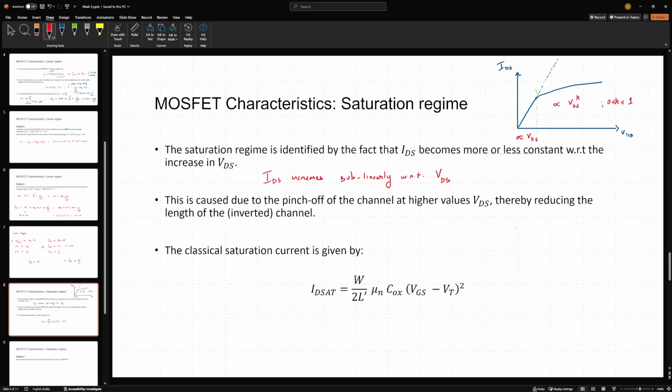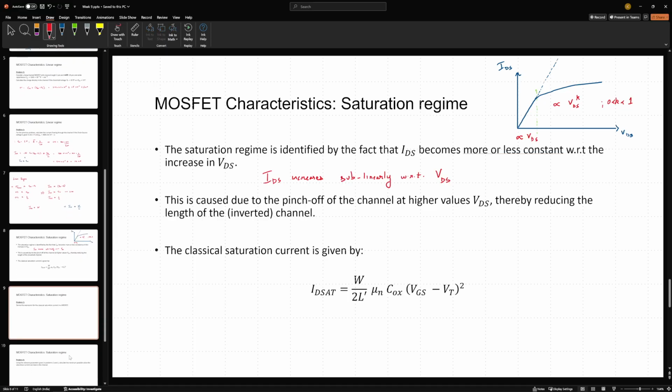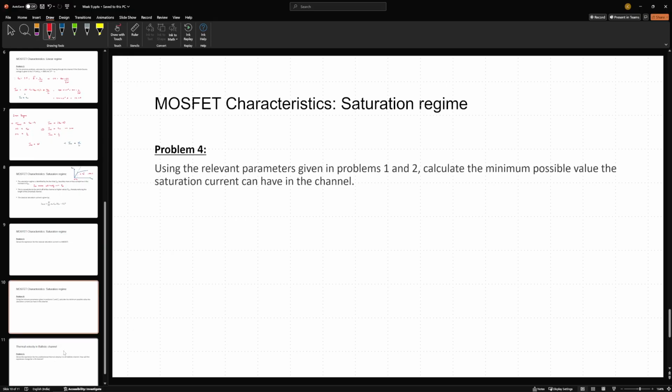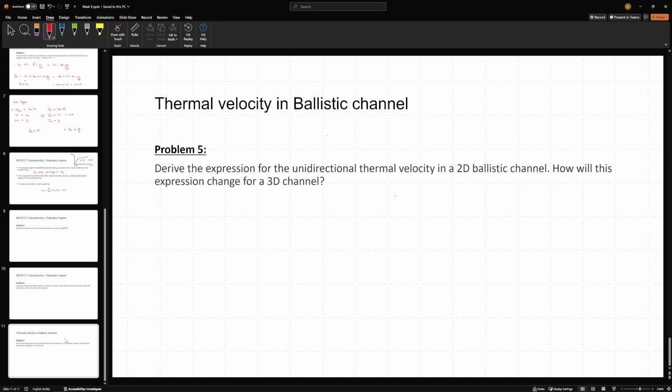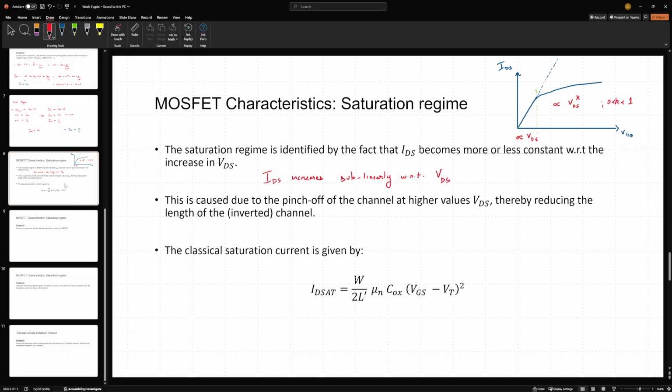Now, why is this happening? Most of our discussion is going to be in the derivation of this classical saturation current. One thing we know is the saturation current is given by this expression: W by 2L dash mu n C ox into VGS minus VT the whole square. What we know is this is caused due to the pinch off of the channel at higher values of VDS, thereby reducing the length of the inverted channel.